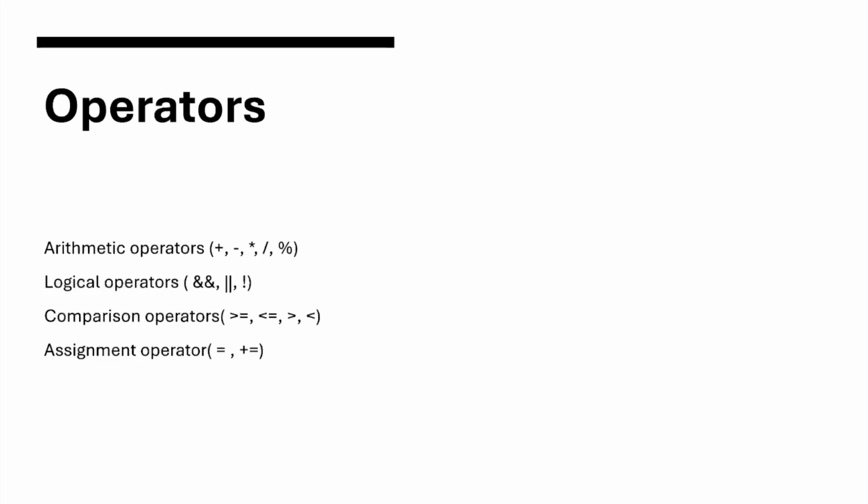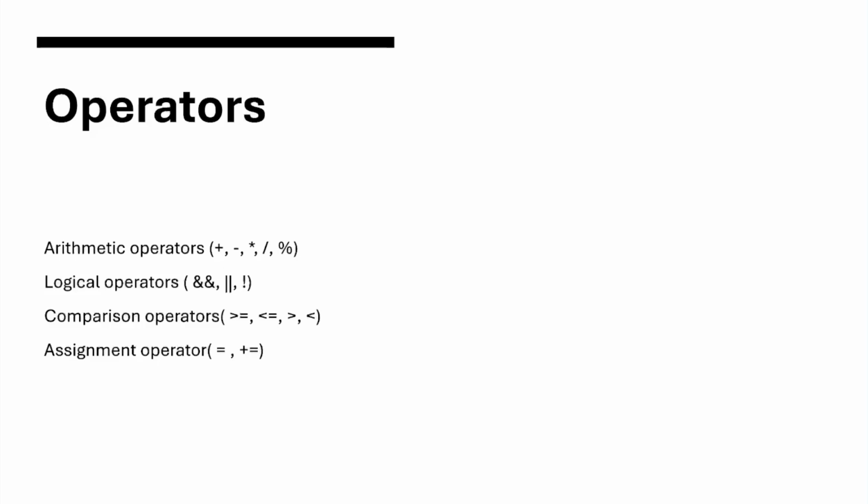Okay. So let's go to comparison operators. The comparison operators basically are greater than, greater than or equals, less than, less than or equals. These operators return a boolean value like true or false, simple and effective for decision making.